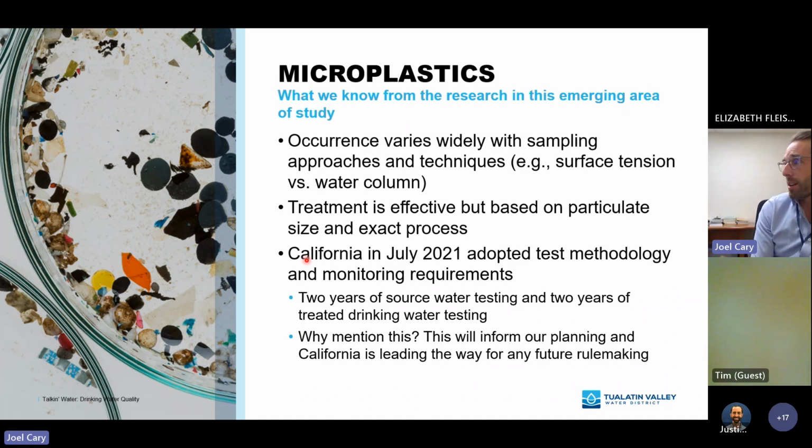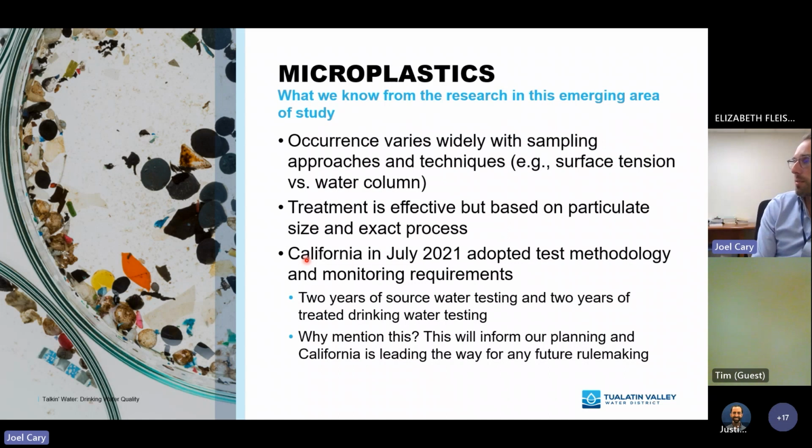Last thing I wanted to point out, California actually was the first state regulatory agency in the world, frankly, to adopt some methods for testing and monitoring in July of 2021. Those actually just kicked in as far as the requirements in 2022. So that's actually 2 years of source water testing, followed by 2 years of treated drinking water testing that California will be undertaking. And again, doing the quick math here, it kicked in 2022 in terms of the requirements to do it.